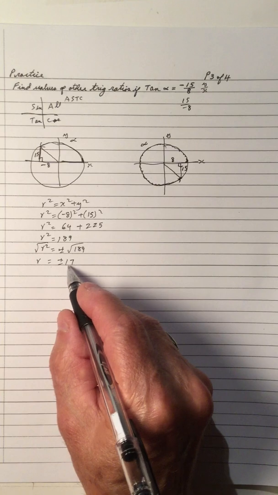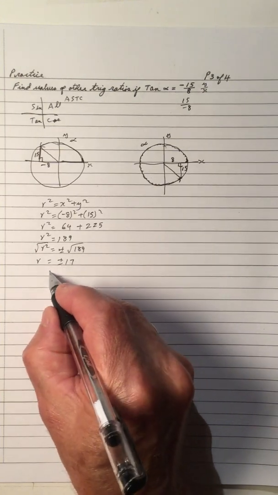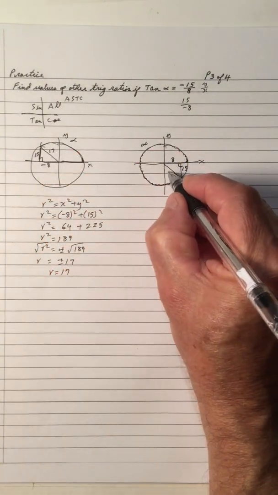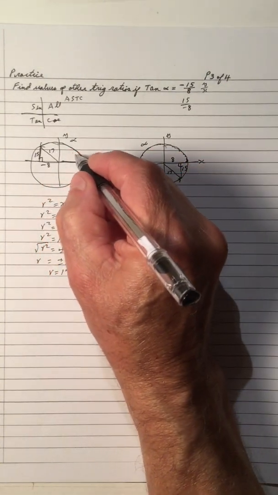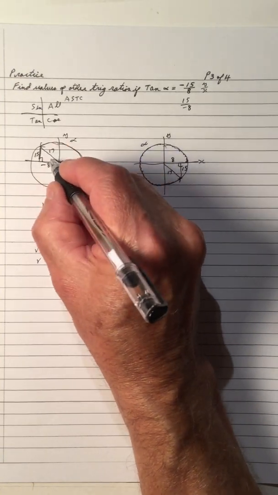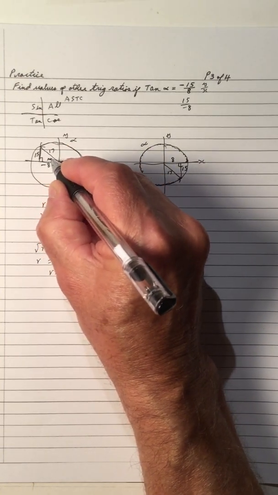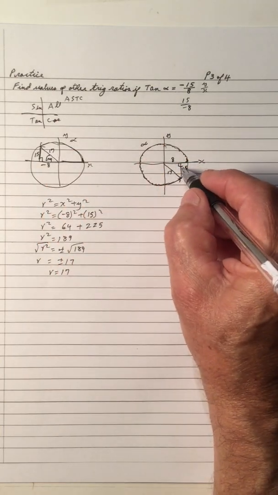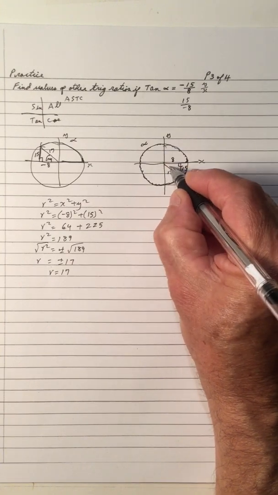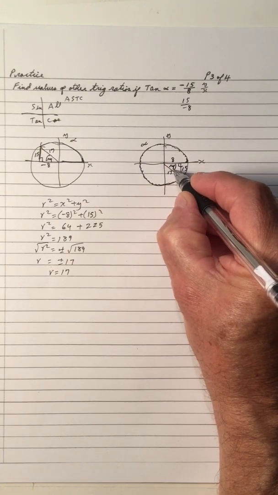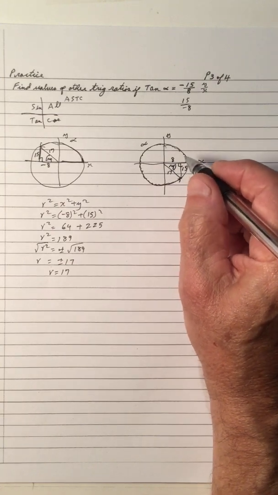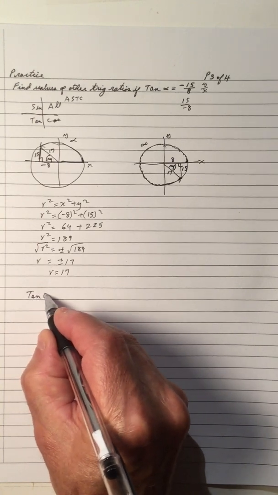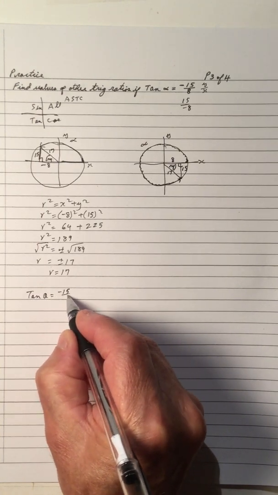So that means the radius is plus or minus? No, the radius is always positive. So we put a 17 here and a 17 here. And just because alpha is this rotation, this angle right here, I call it the reference angle. That's the angle that determines the ratios. And in this diagram, the reference angle is right in this corner right here. So tan for both of these is negative 15 over 8.